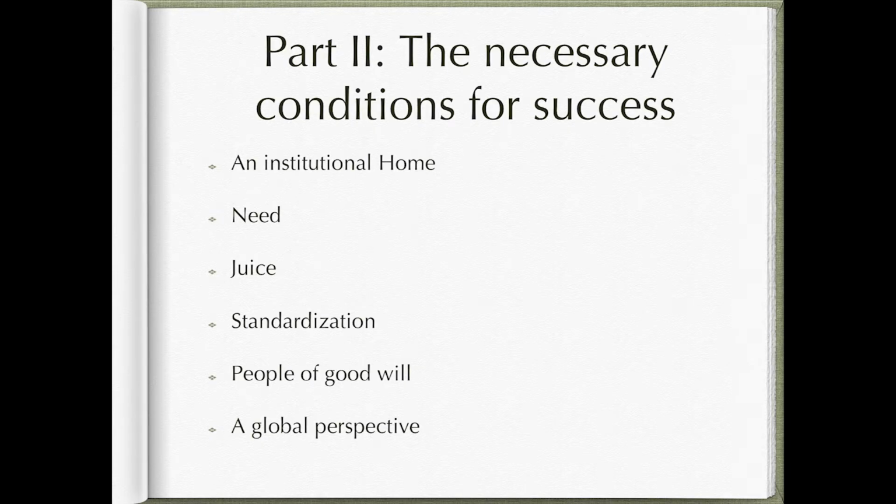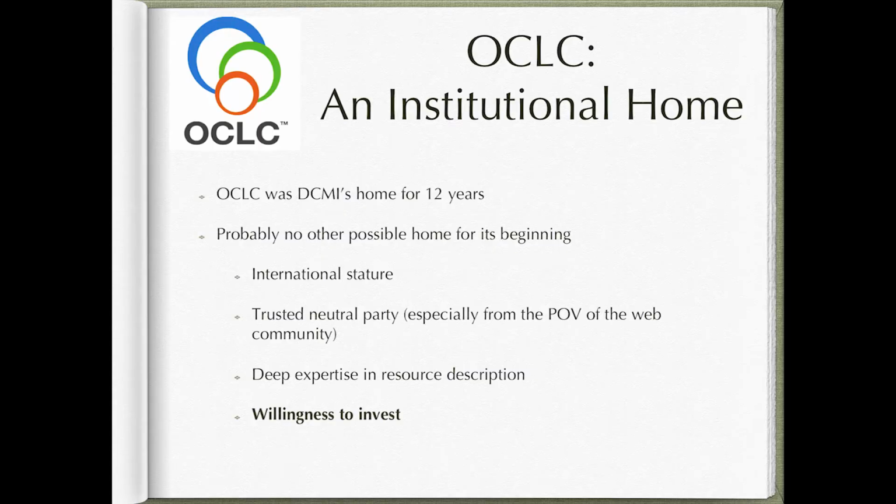So what do we need to make that happen? Well, this is my simplified list of the sorts of things that you have to get in place if you're going to make a metadata standard, or really any standard, work very well in a global way. And the first is an institutional home. And I've said many times, and I'm somewhat prejudiced about this, but I don't think there was any place else in the world that DCMI could have grown up other than OCLC.